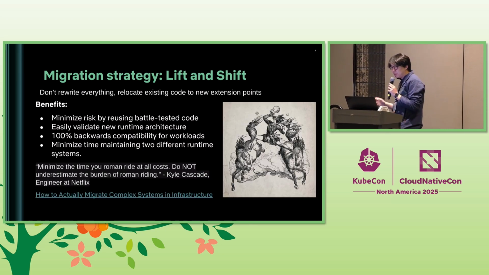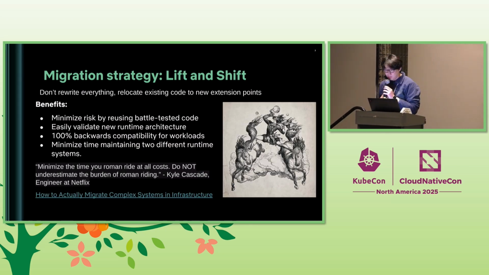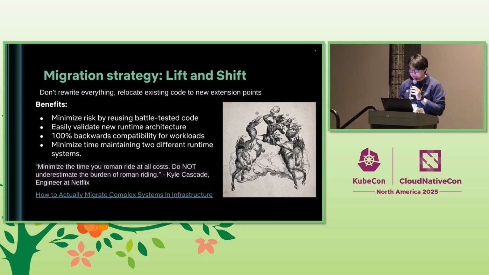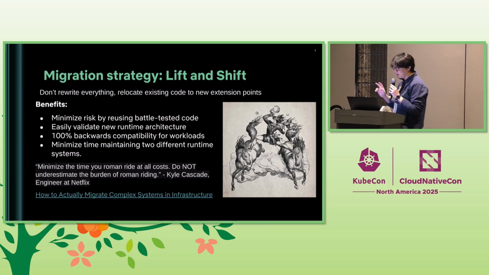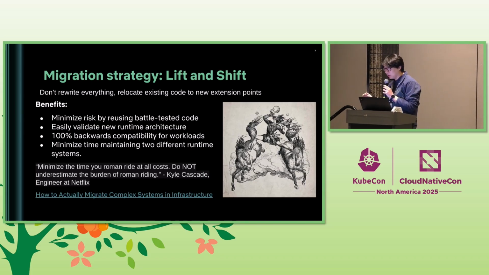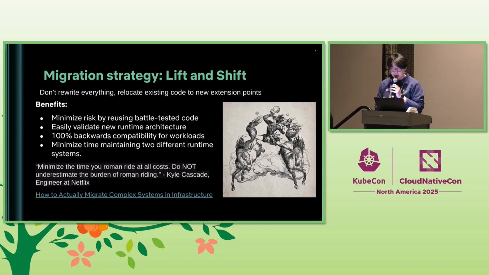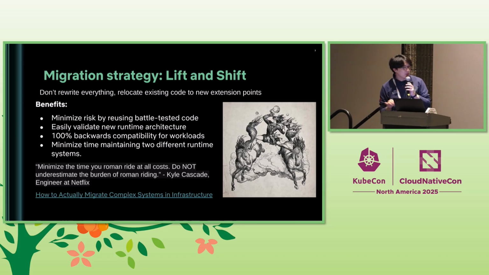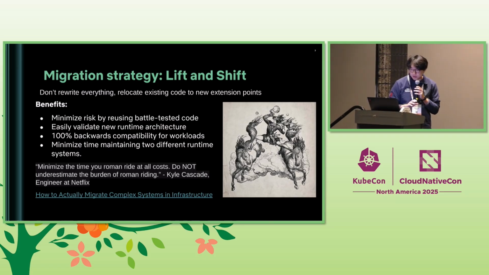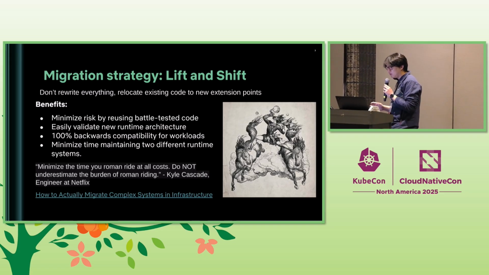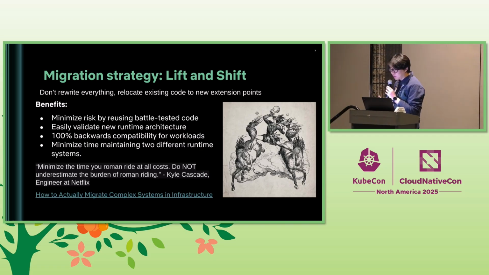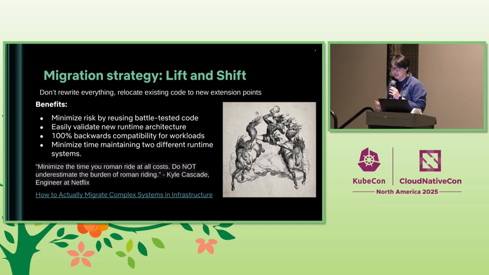So tactically, how do we apply this strategy? Rather than rewrite everything from scratch, we took a lift and shift approach. We broke up our existing custom runtime code and relocated each piece of functionality to the appropriate runtime extension point. This approach has three key benefits. First, we minimize risk by reusing the same battle-tested code that we've been running in production for years, and we have extensive integration tests for.